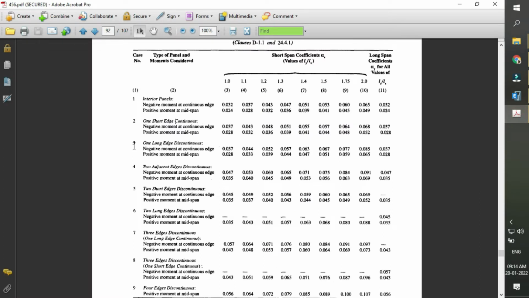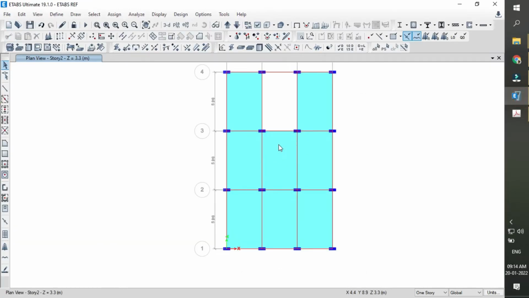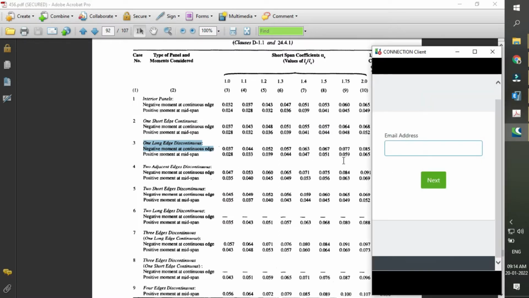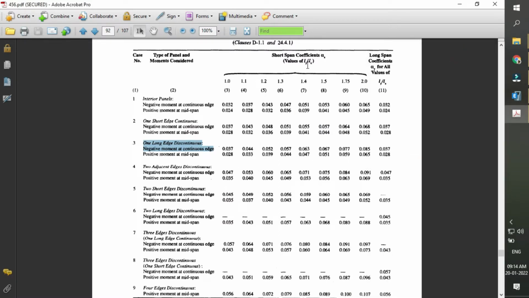And the third one is one long edge discontinuous. To make that case, I undo this and delete this one. So this slab is to be considered as one long edge discontinuous. Similarly, you have to consider these coefficients. Whatever Ly by Lx ratio you get, if you are not getting the exact value of 1.1, 1.2, 1.3, you can interpolate between these two respective values.